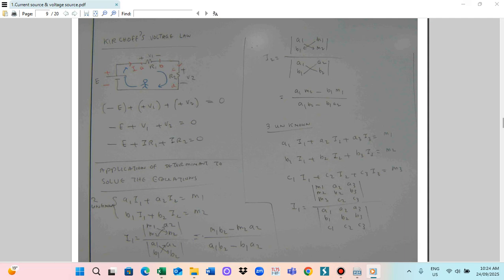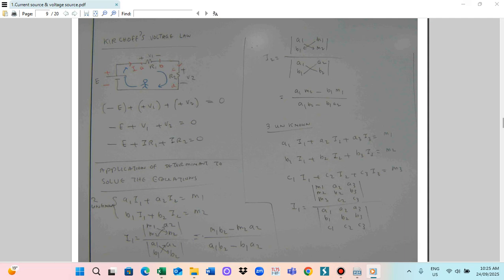Okay, the next approach is to use determinants to solve the equation. How do we do that? You multiply this and this, minus this one: M1 B2 minus M2 A2, divided by, multiplying this way and this way, A1 B2 minus B1 A2. So this is the solution for I1. We can calculate the I1 formula like this, and we can also calculate I2.